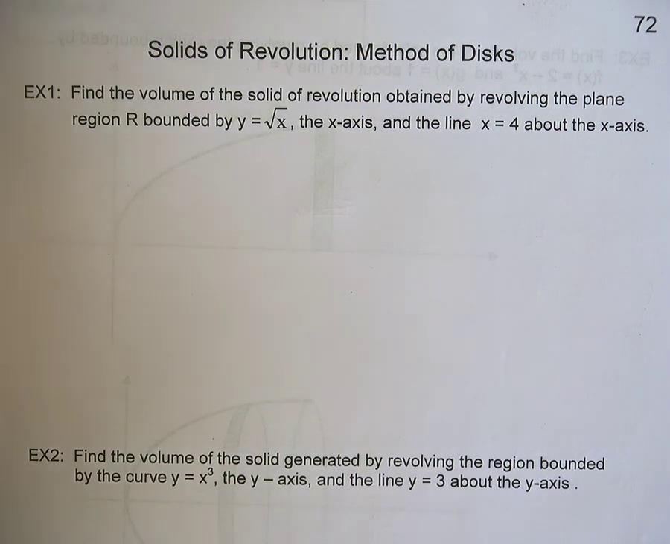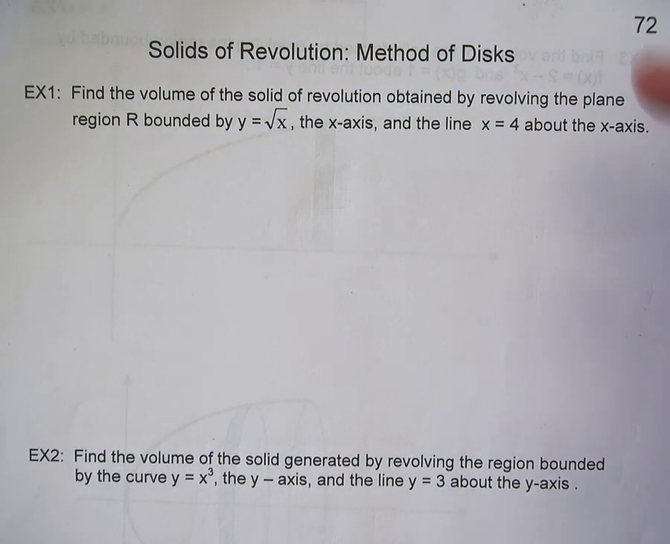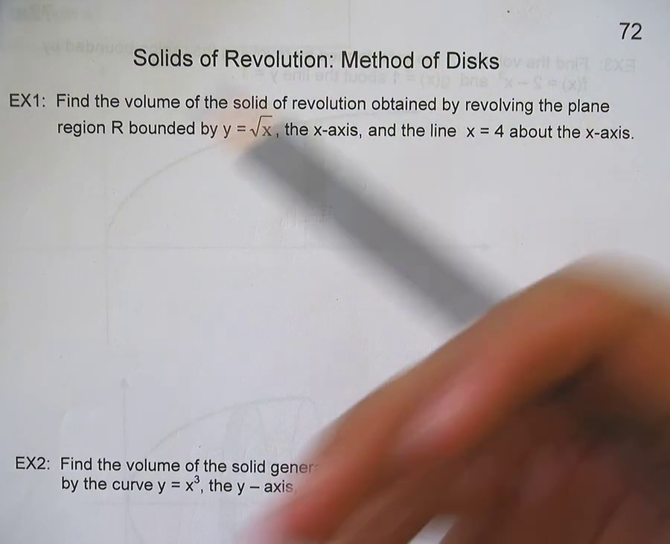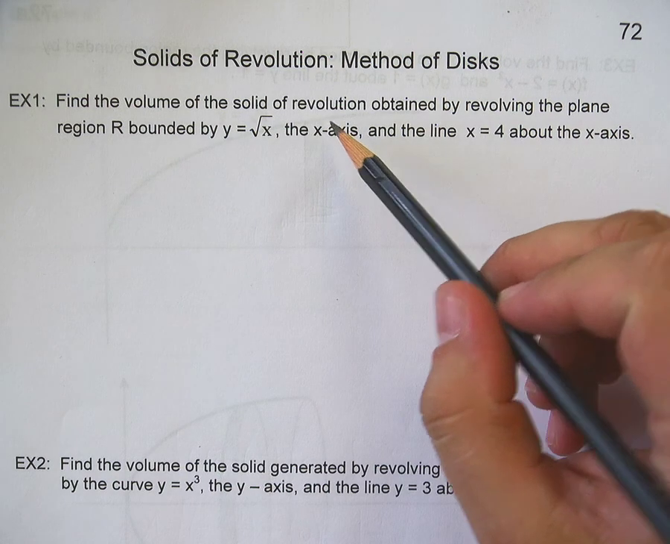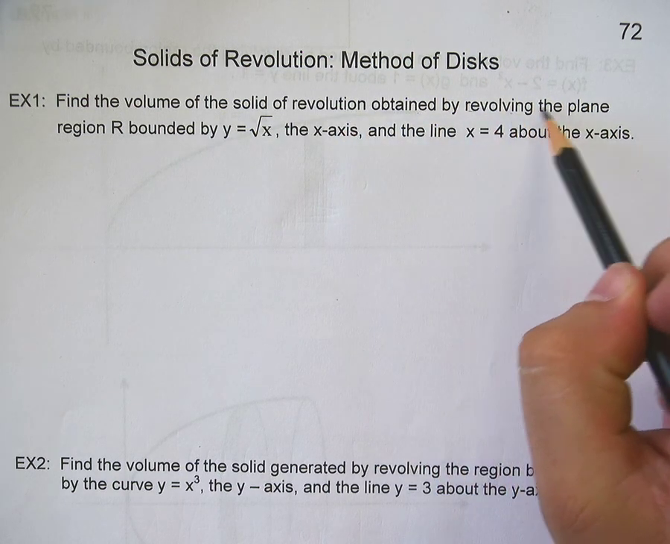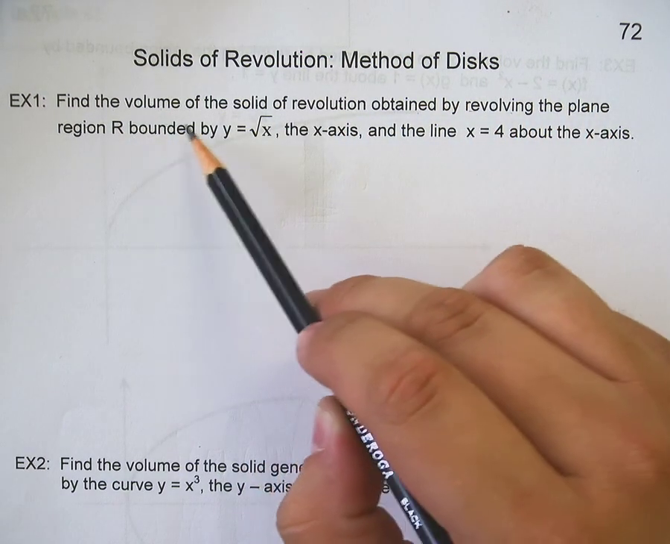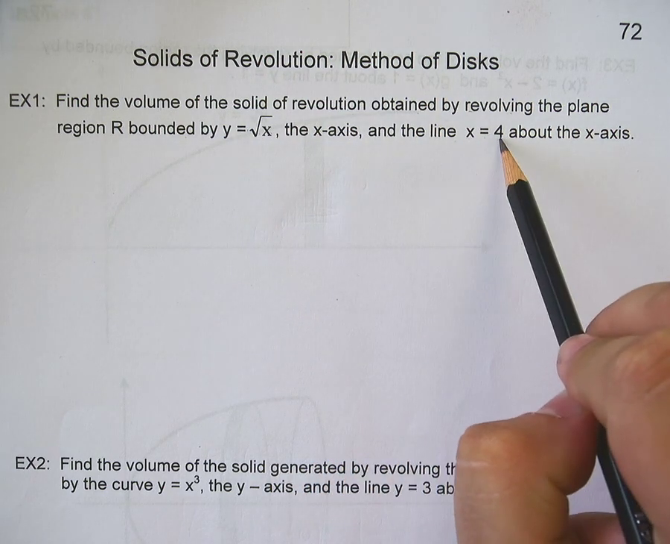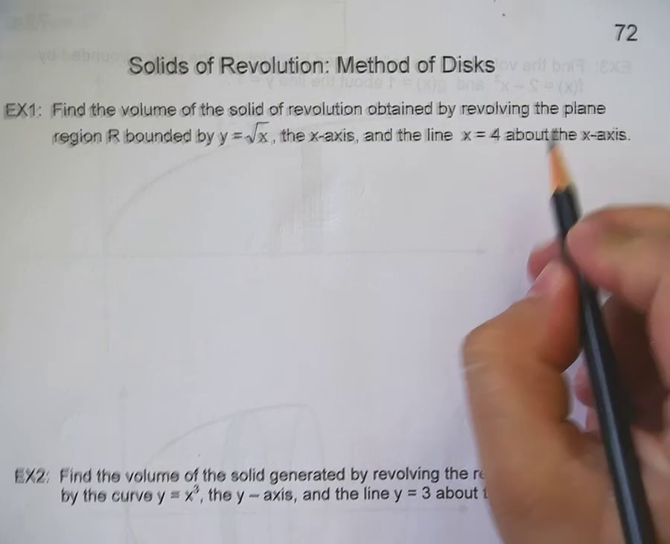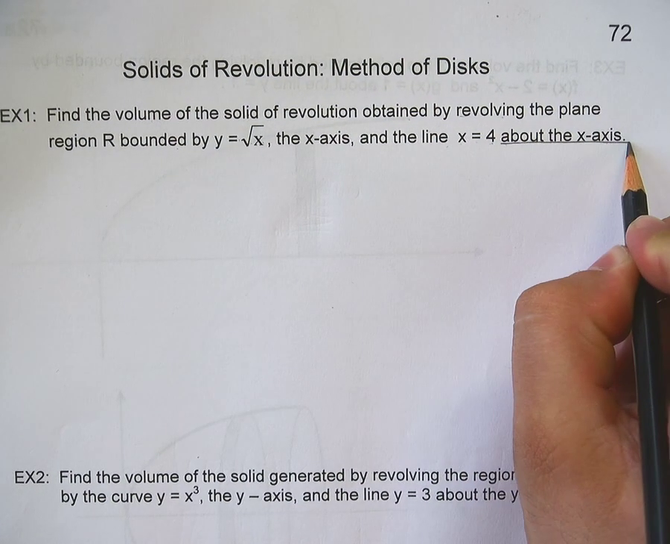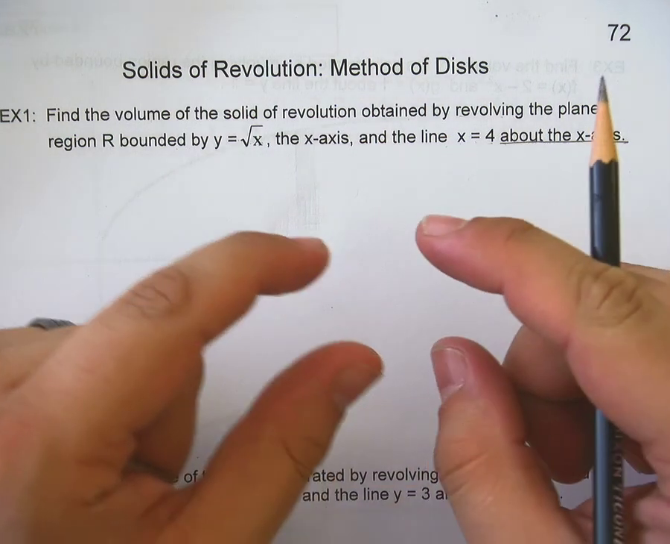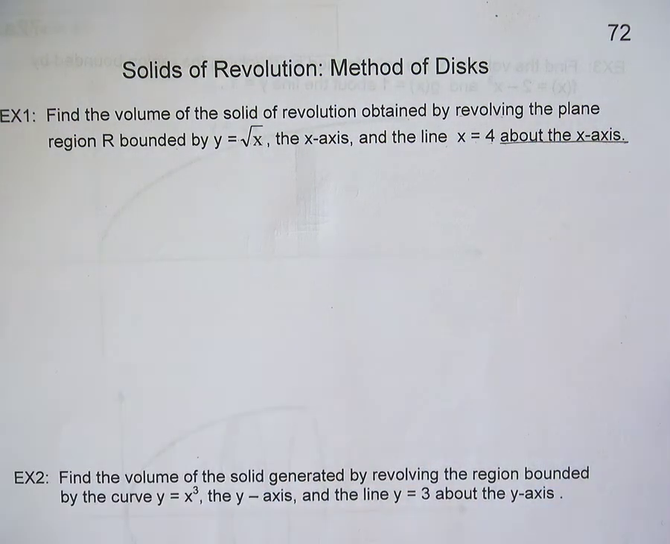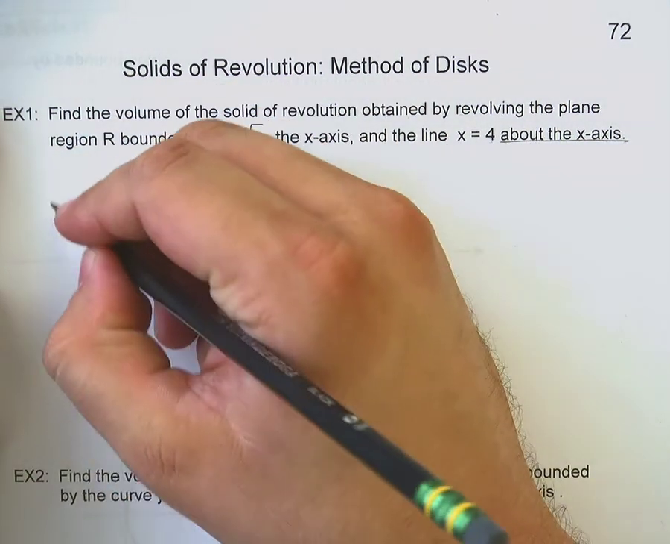There are three examples we're going to do today. Solids of revolution. It says find the volume of a solid. So I'm going to be finding the volume of a three-dimensional object of revolution obtained by revolving the plane region R bounded by y equals the square root of x, the x-axis, and the line x equals 4 about the x-axis. What I'm going to be doing here is revolving a graph around the x-axis in 3 dimensions. Okay, so first let's go ahead and draw this thing out.